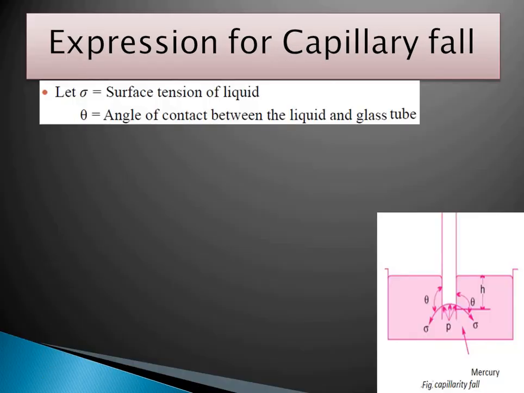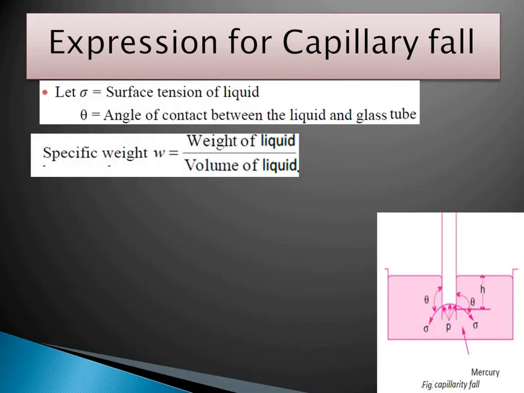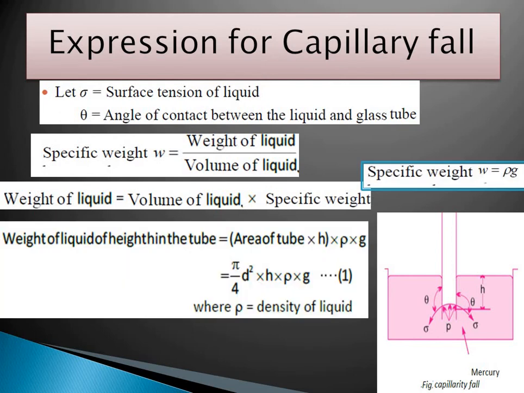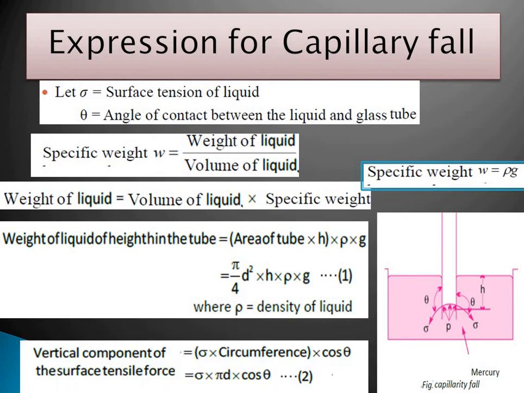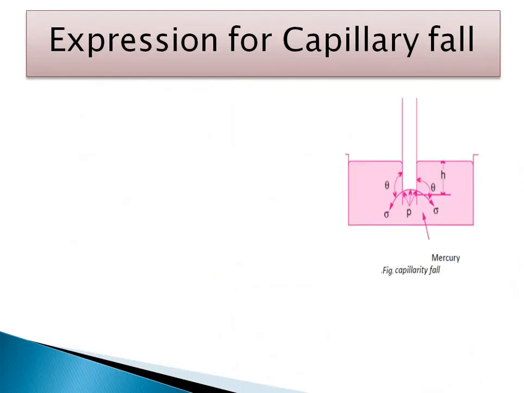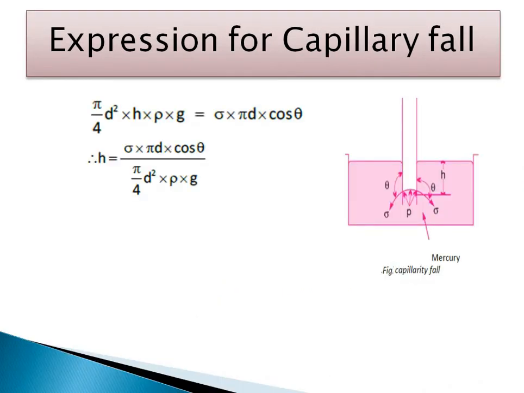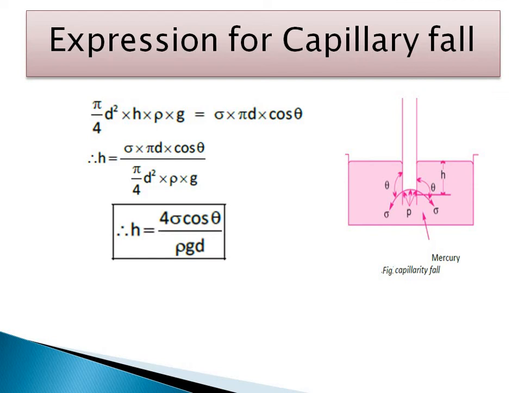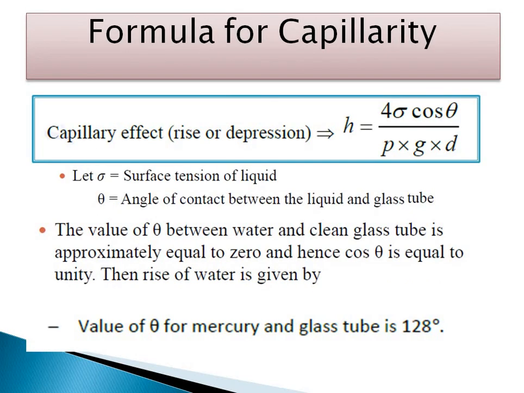So again, specific weight, we know that w is equal to rho into g. So weight of liquid in the tube can be given as pi by 4 d square h rho g, and this is equated with sigma into pi d cos theta. Again equating both equations, we will get h is equal to 4 sigma cos theta divided by rho g d. Now here the theta value for mercury is 128 degrees. So due to that, it shows a negative value.